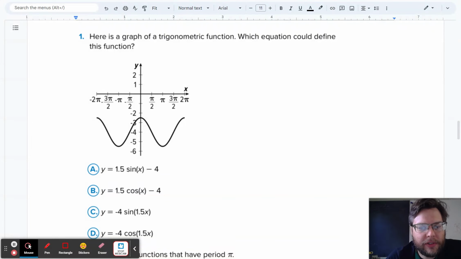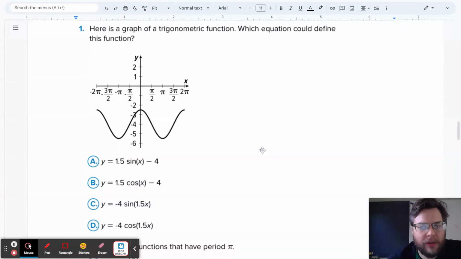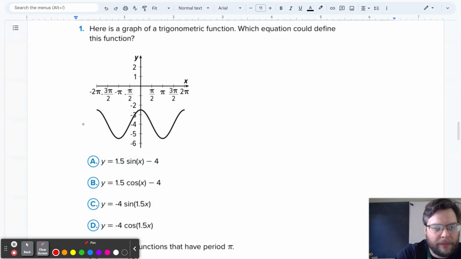Here is the graph of a trigonometric function. Which equation could define this function? First thing I always do is go through the midline, because once I've got the midline, the rest of it falls into place. I guess it looks like 4, -4. Yeah, that looks good. Now I can find from there the amplitude. So it looks like it's 1.5 steps higher or 1.5 steps lower.